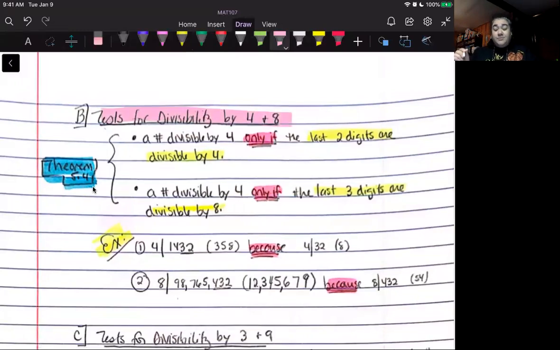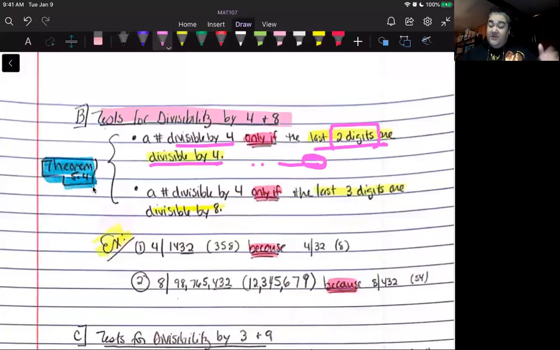Okay? Now, the divisibility test for 4 says that a number will be divisible by 4 if the last 2 digits, and this is important, 2 digits, are divisible by 4. That means no matter how long this number is, if those last 2 digits create a 2-digit number that is divisible by 4, then the entirety of that number will be divisible by 4. That's what it's saying, okay?